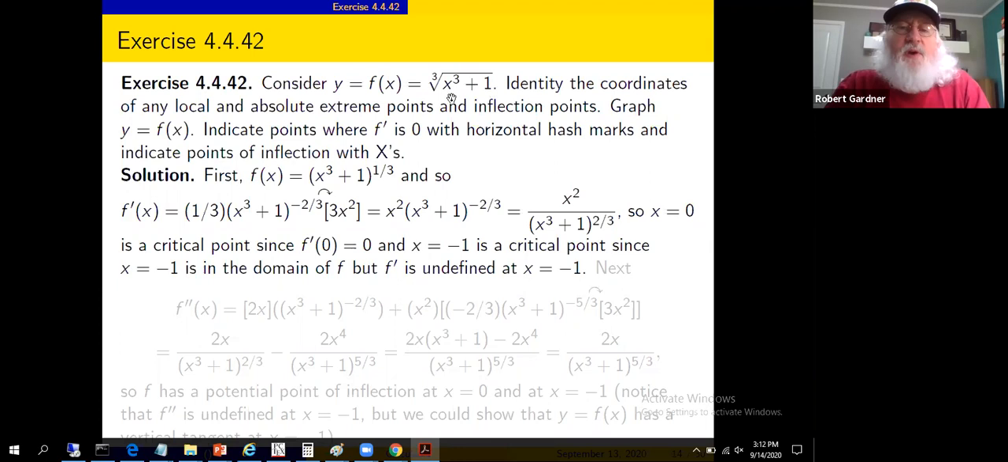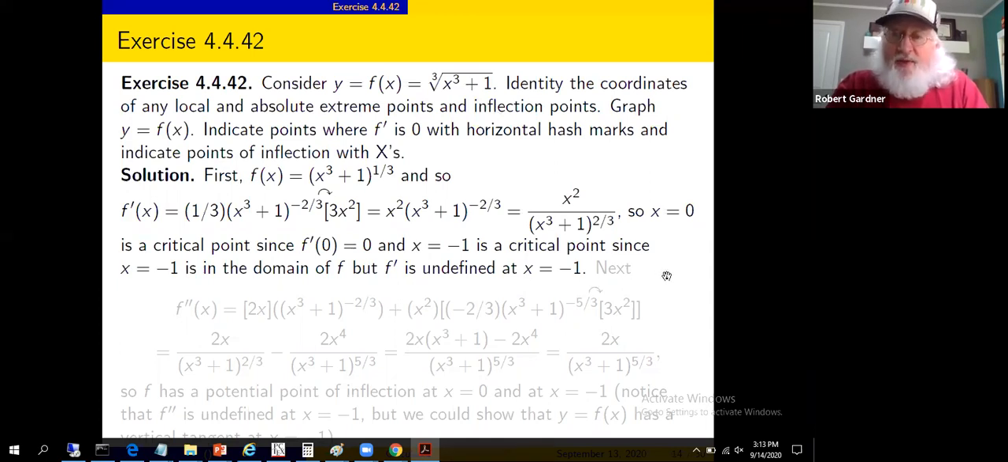What's the domain of this function? I probably should have commented that originally. X can be anything. You can cube anything, you can add 1 to the result, and you can take the cube root of anything. You can take cube roots of negatives in particular. So there's no problems with input values. So the domain is all real numbers, by the way.